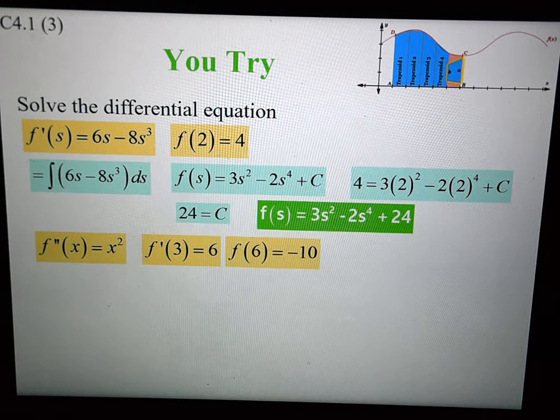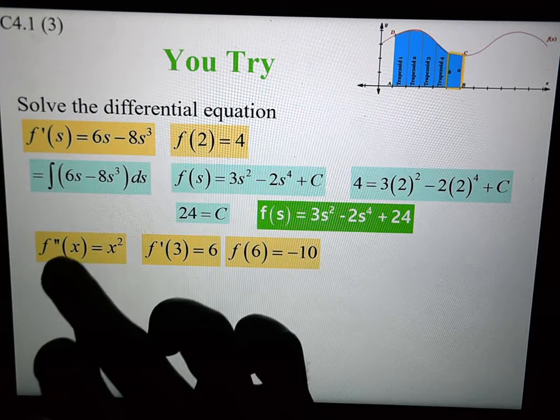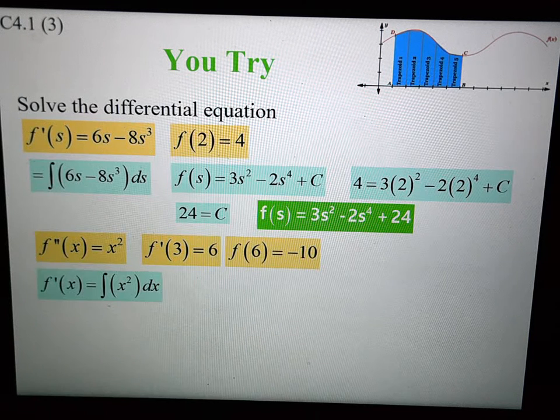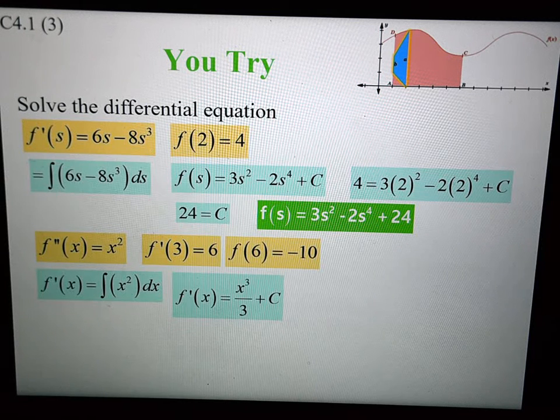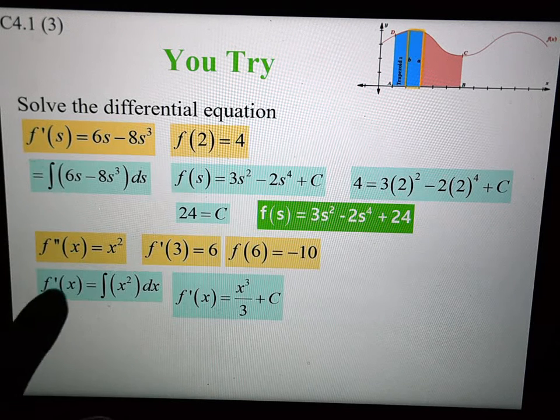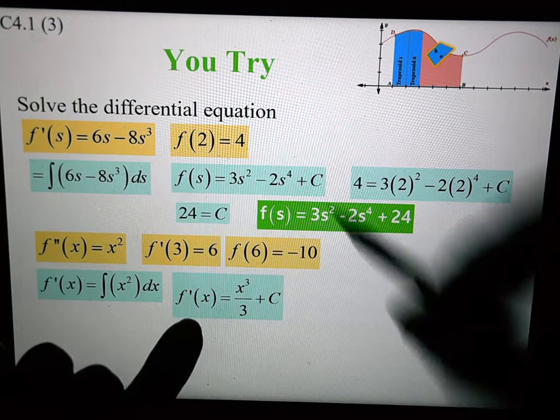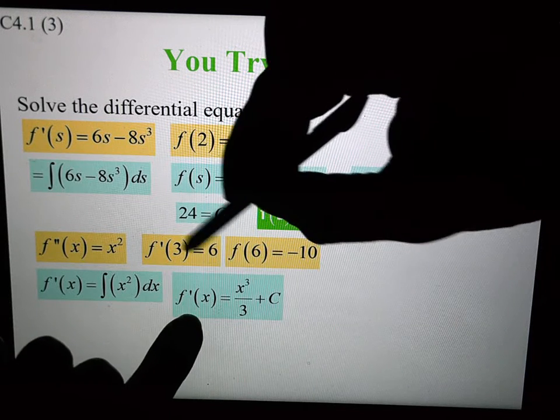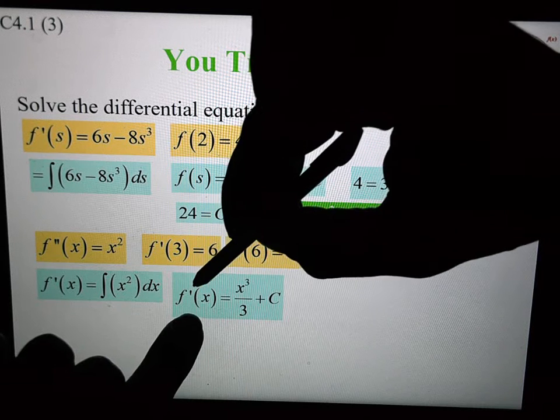So now I have this original function. Let's take the integral of it, which is up 3, add 3, divide by 3. I have 1 x to the third over 3 plus c. That's for my derivative. Notice how I write it as f prime of x.